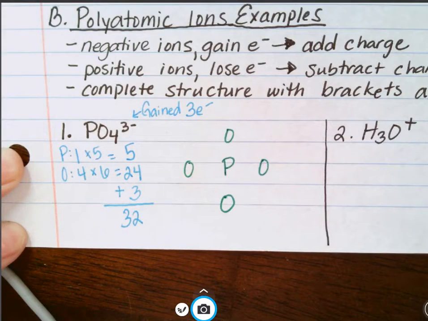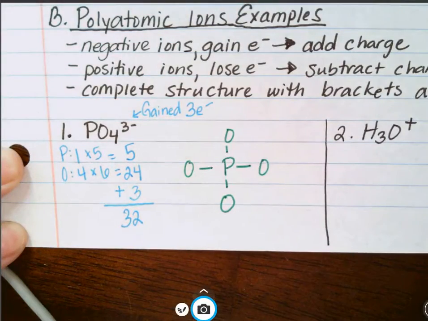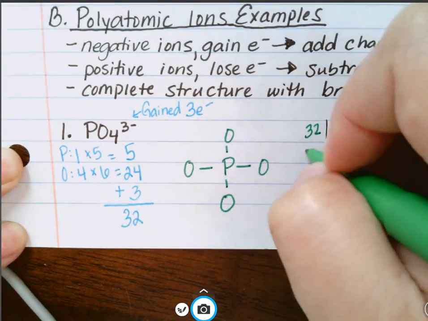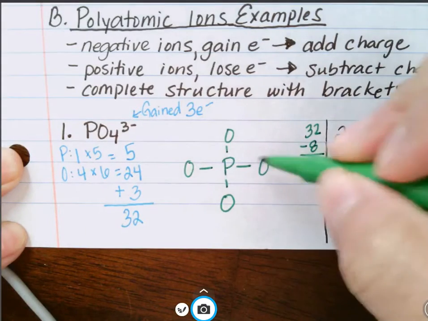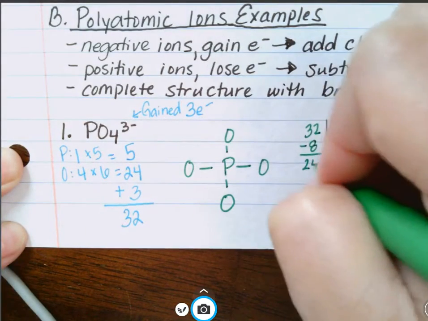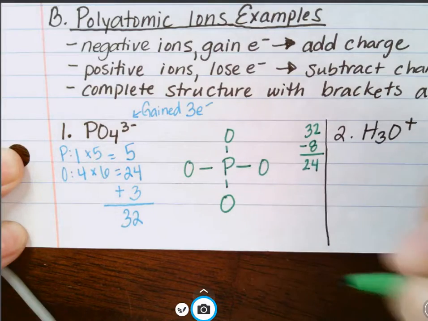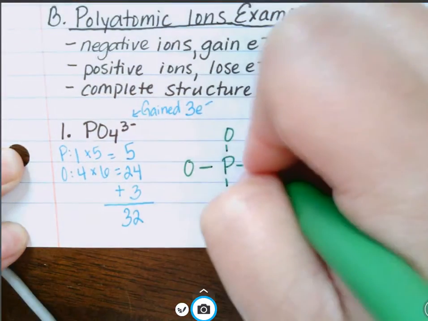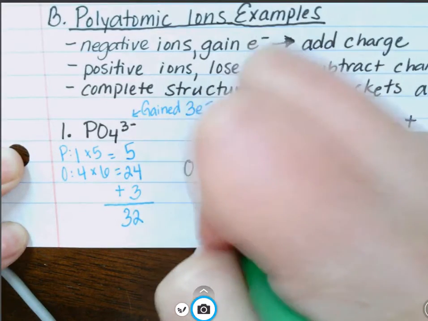Okay, I'll draw single bonds to the outside atoms. And then I'll subtract. So it's 32 minus the 8 that I've just done. So that is 24. Each one of these oxygens can hold 6. I have 4 of them. 6 times 4 is 24. So it looks like each one gets 6.